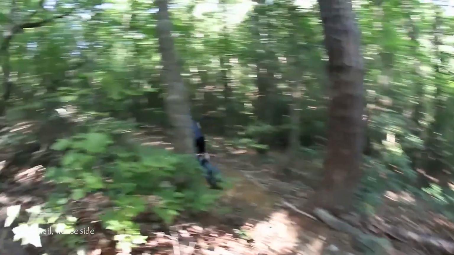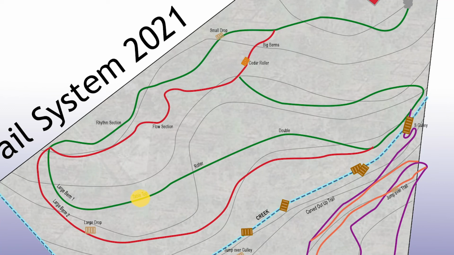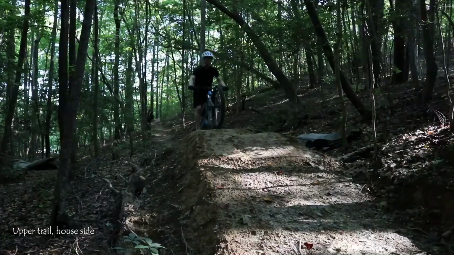First, there's a very mellow tabletop. This tabletop goes into a small roller section. On the map, I don't have this section here, but there's a small berm here that allows me to go and connect and go back up to the top of the property if I choose to. Or if I go right, I can take this small double.